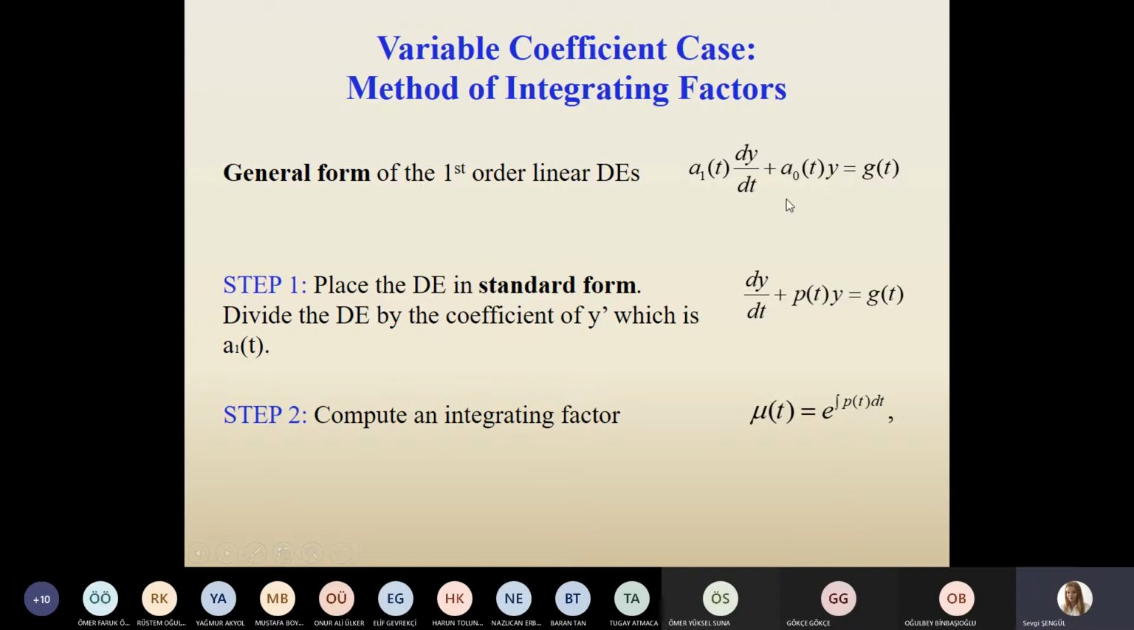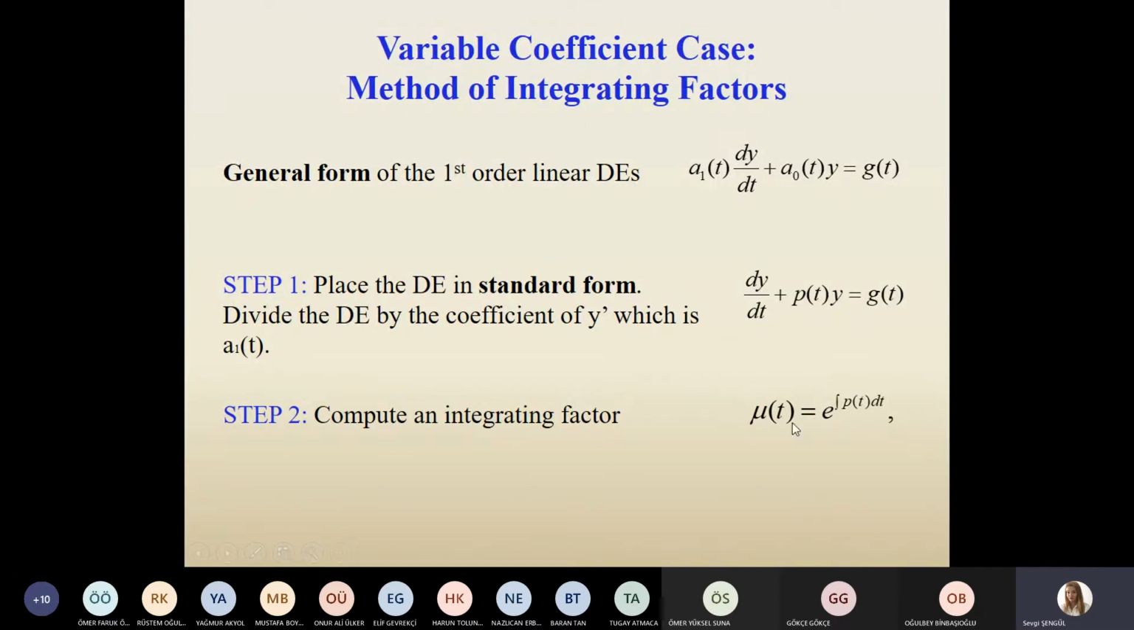As a first step, you need to put this into a standard form. What does standard form mean? The coefficient of the derivative term should be 1, which means that you need to divide this equation by a1 of t, the coefficient of the derivative term. Once you do, p of t is a0 over a1, and g of t is g of t over a1. So you need to turn this equation into a form where the derivative stays alone and its coefficient is only 1. As a first step, this is what you need to do: put your differential equation in the standard form.